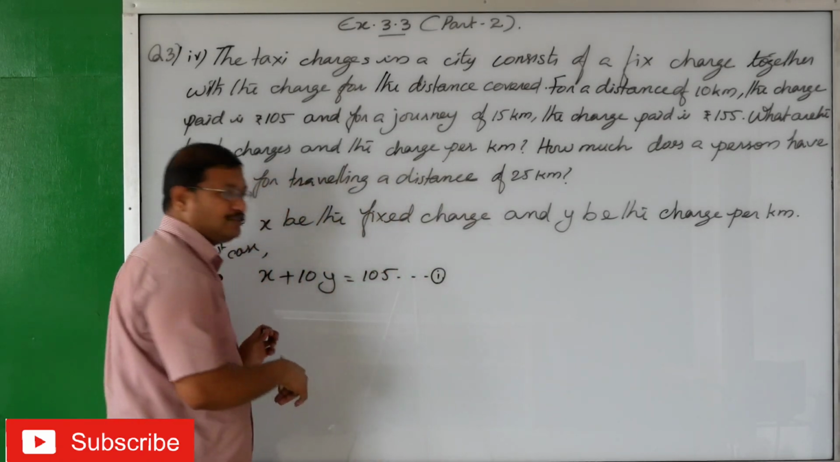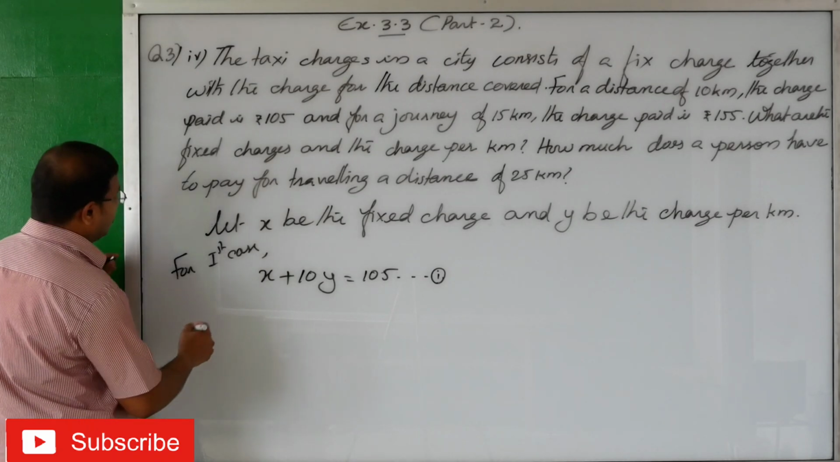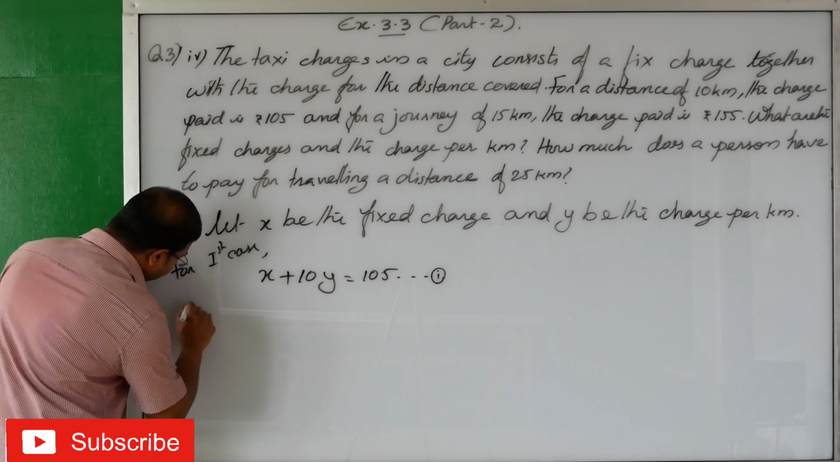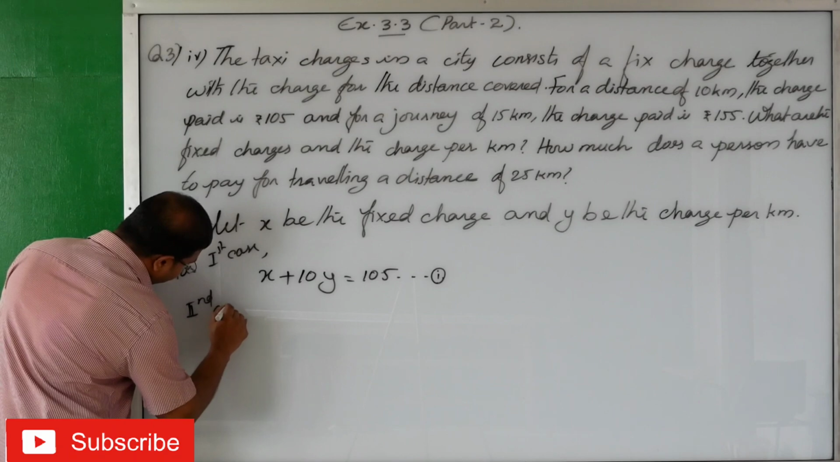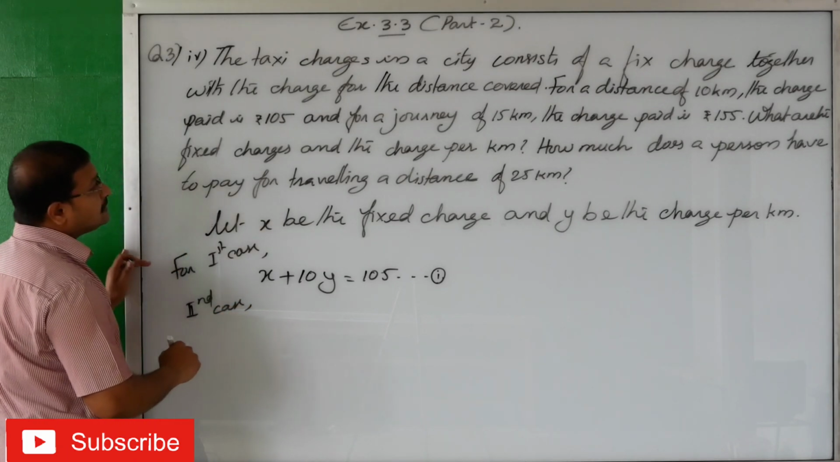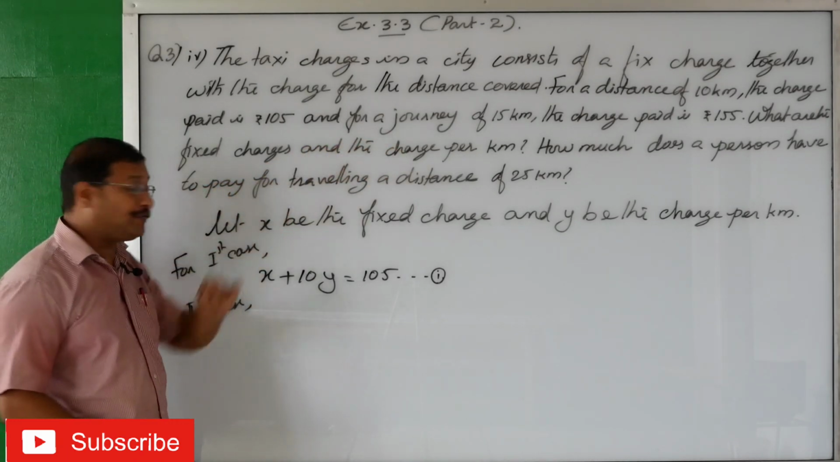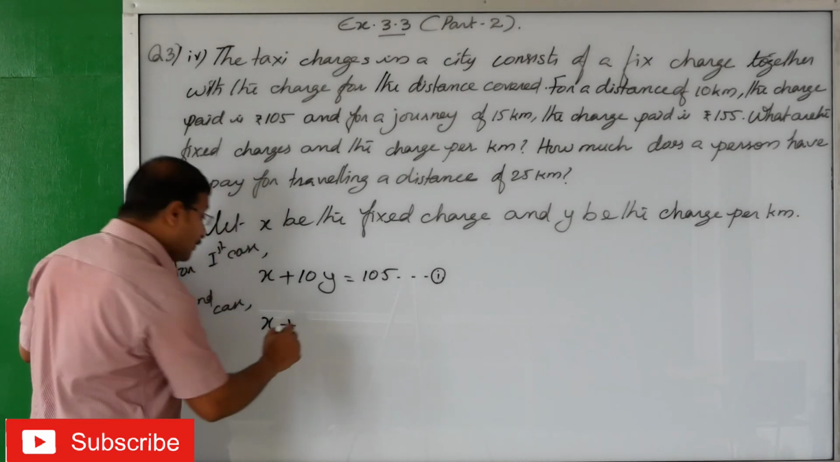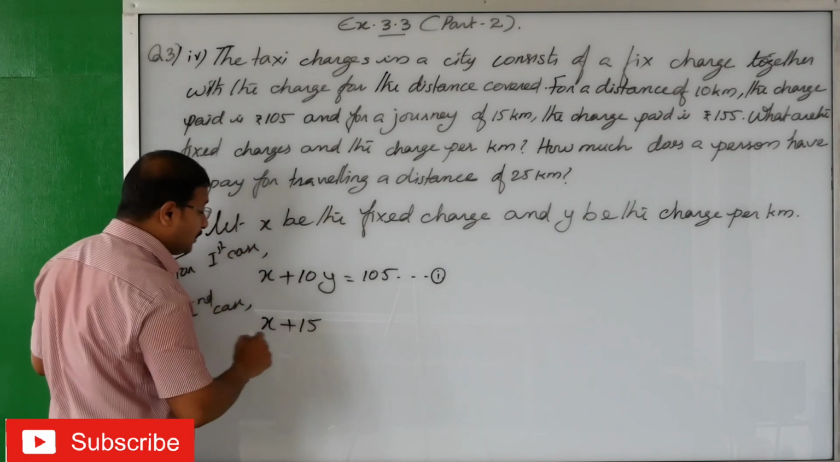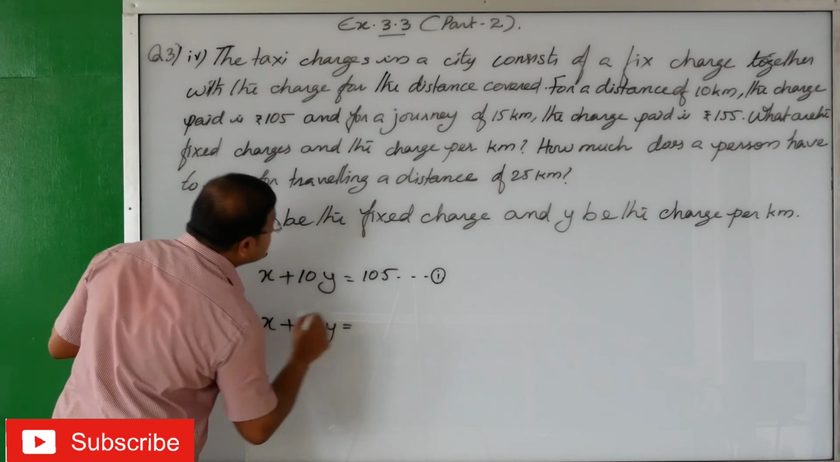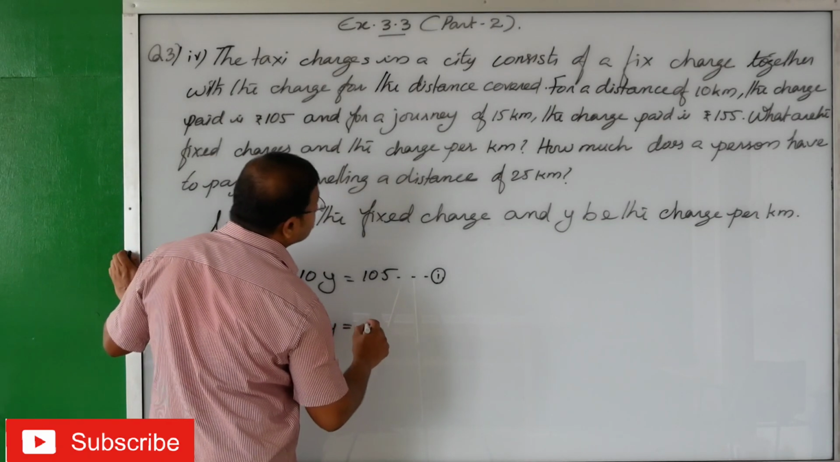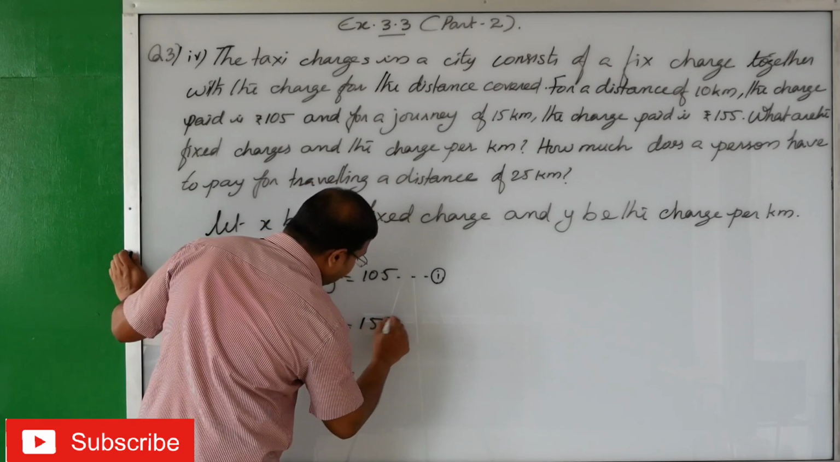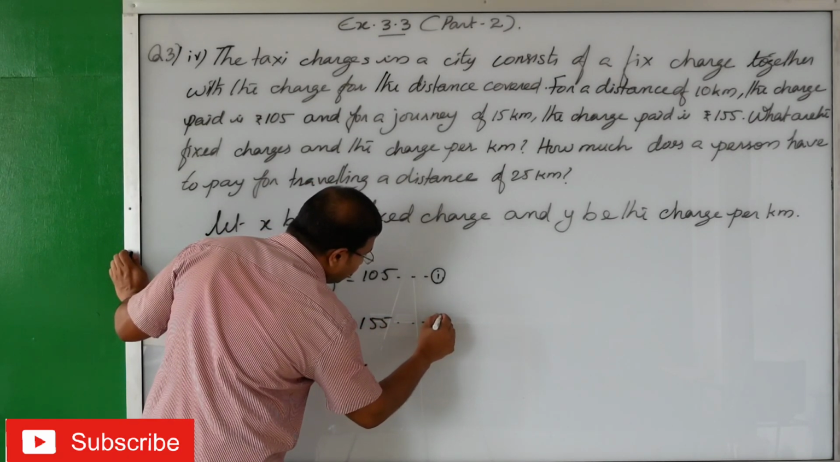Even if you are not arranging to the next side, no problem. After that, second case, say for a journey of 15 kilometers. That means fixed charge plus 15 kilometers into Y equals 155. Isn't it? 155. That is equation number 2.